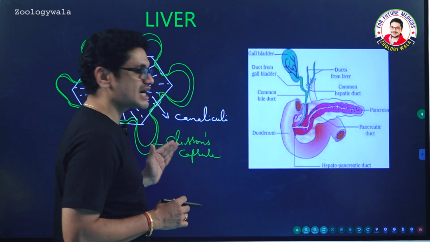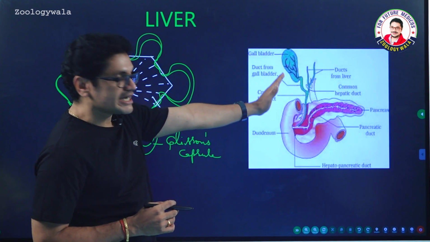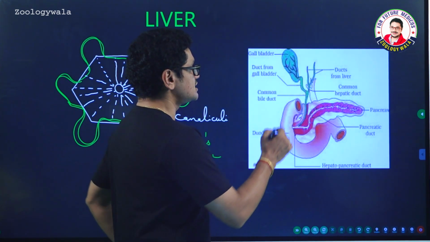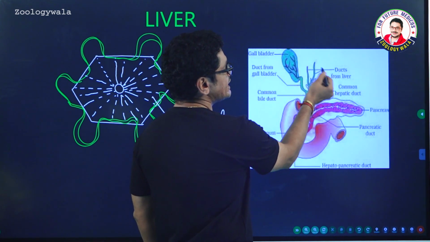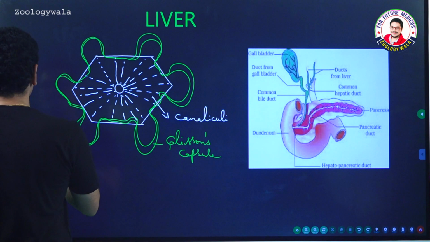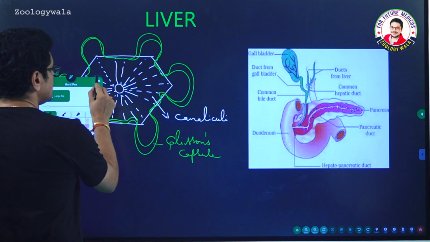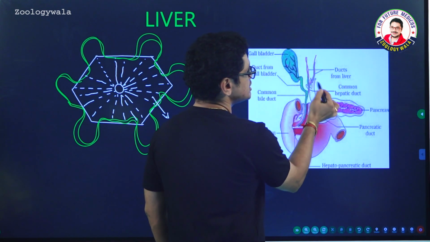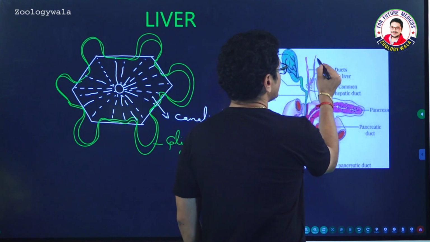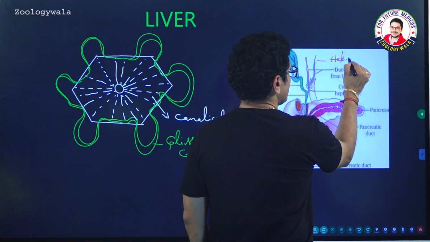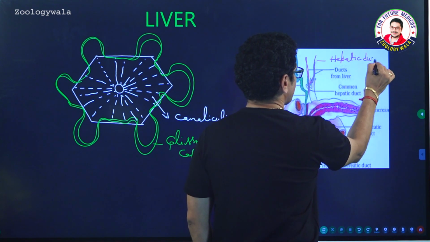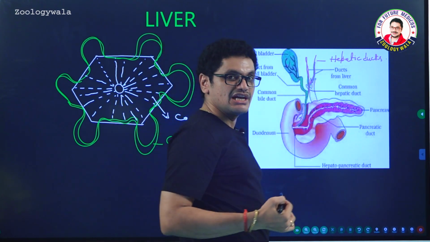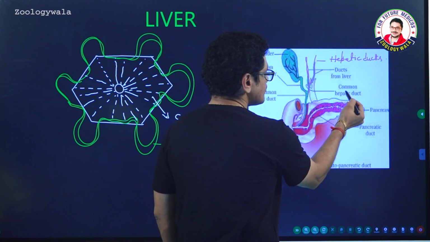Before going to the structural aspect here, let me introduce you to the ducts which are very important in the liver and pancreas. You see, this is the right hepatic duct and left hepatic duct, the two ducts which are coming from the liver. These are the ducts from the liver, so these are called hepatic ducts. Let me write here, hepatic ducts. Right hepatic duct and left hepatic duct are the two ducts coming from the liver, and these two ducts combine to form the common hepatic duct.